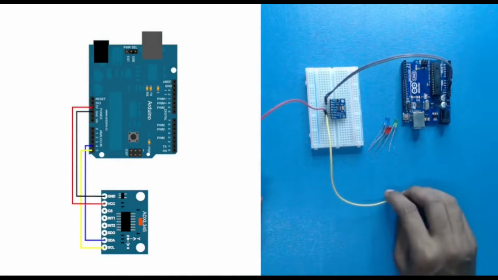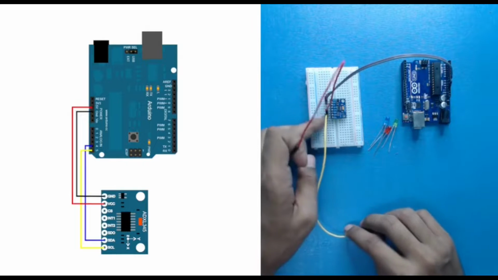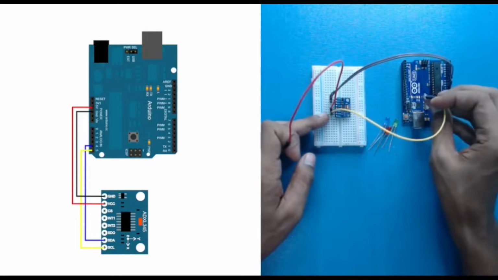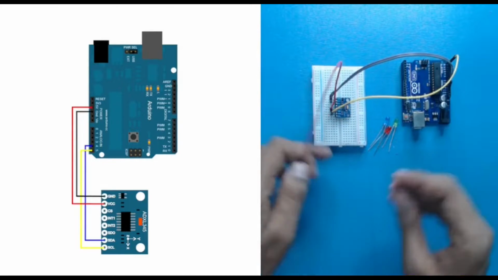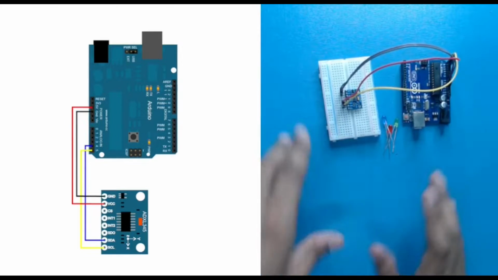Okay. Now let's see how the connection will work. So our SCL will connect to our A5. So this last pin is your SCL. It will connect to your A5. And then we have A4. So that's it. We have the connection.